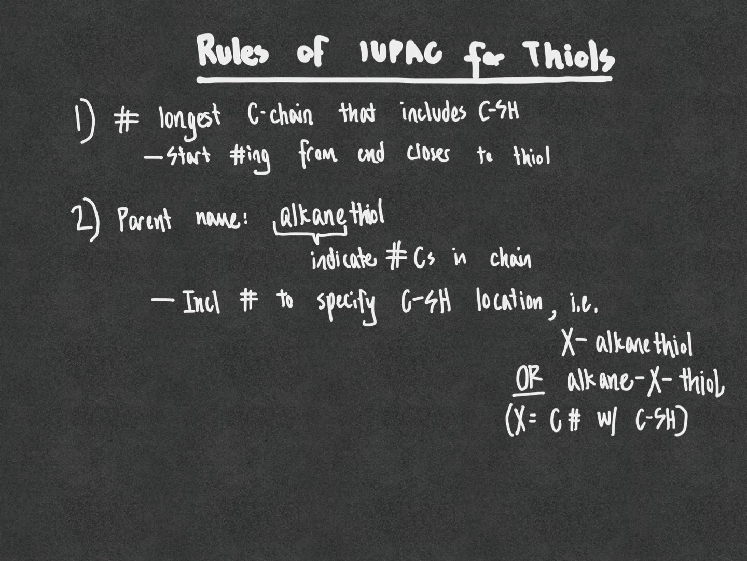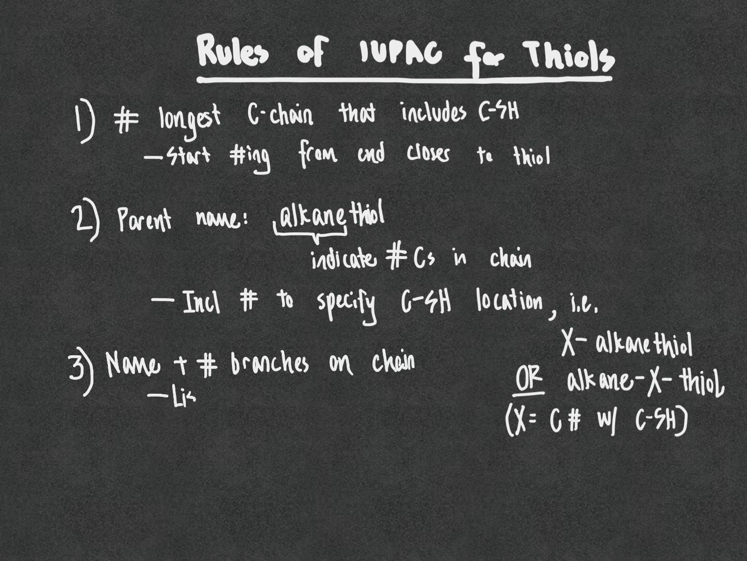So from there, in step 3 of our nomenclature system for thiols, completely analogously to naming alcohols and other types of molecules that we've named so far, such as alkanes and alkenes and alkynes, we need to now go in and name and number the branches that come off of the parent chain that we have identified, and we'll list those in alphabetical order as prefixes in front of the parent name that we determined there in step 2. So let's go ahead and write that out in some words. Name and number the branches on the chain, and we'll list those in alphabetical order at the front part of the name.